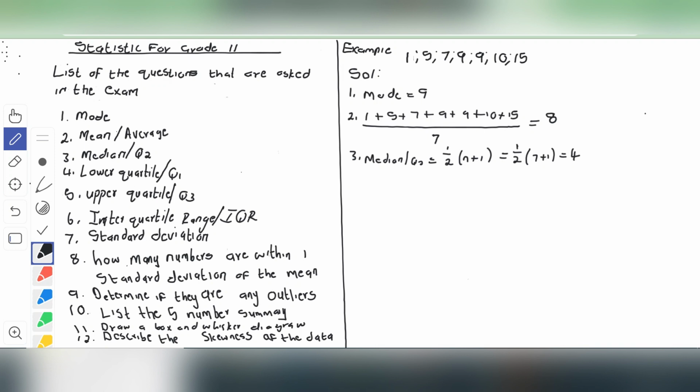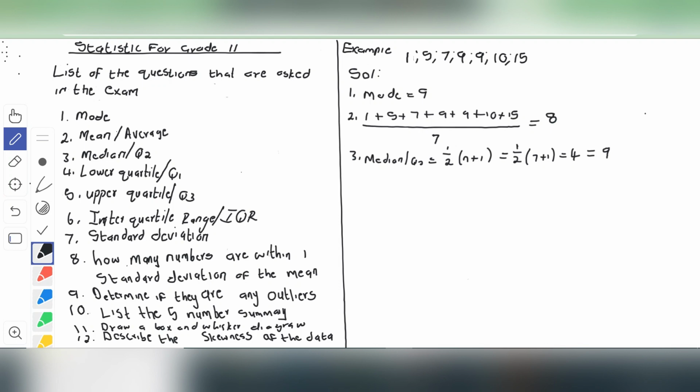So because now we have calculated the position and found that it's 4, we are going to start counting until we stop at 4. So it's going to be 1, 2, 3, 4, and the fourth number is what? It's 9. So our median is what? It's 9. Do you get it, guys?